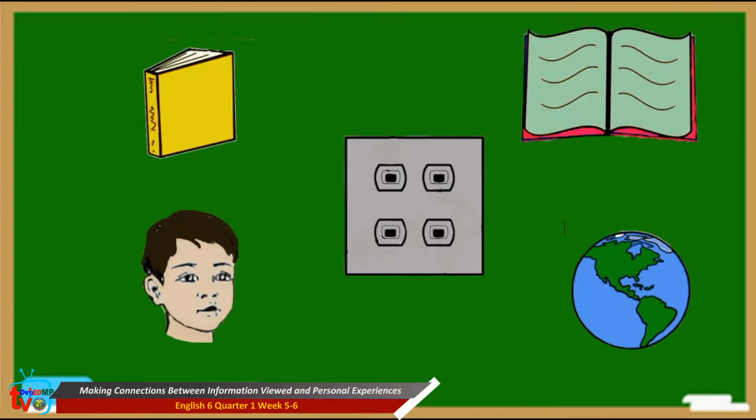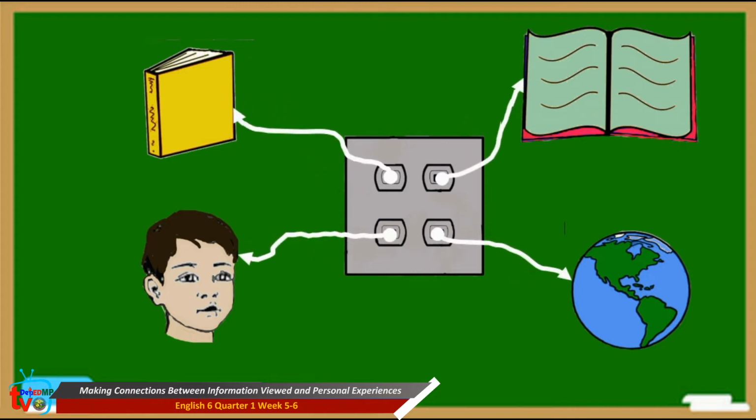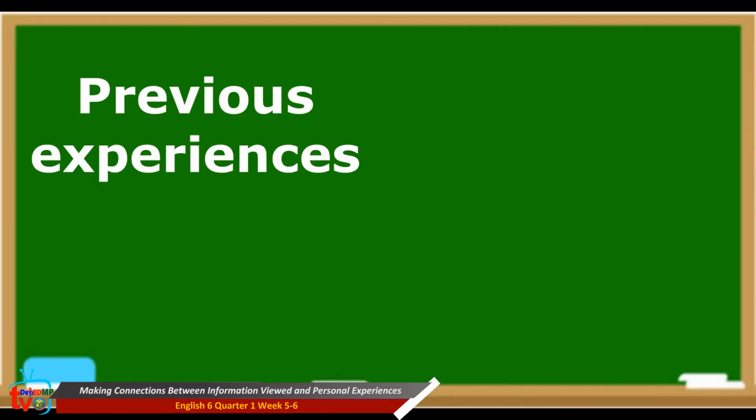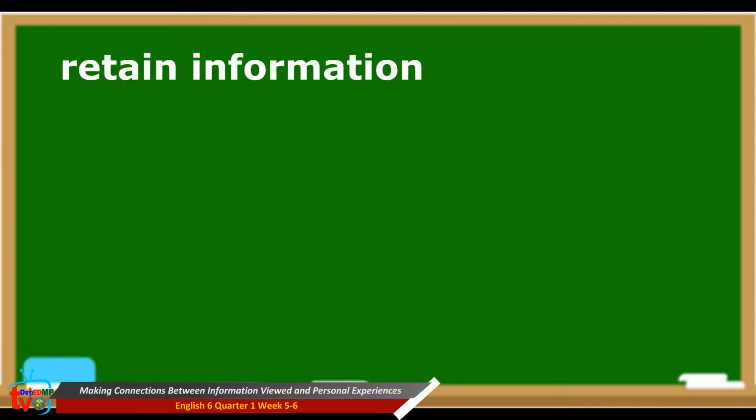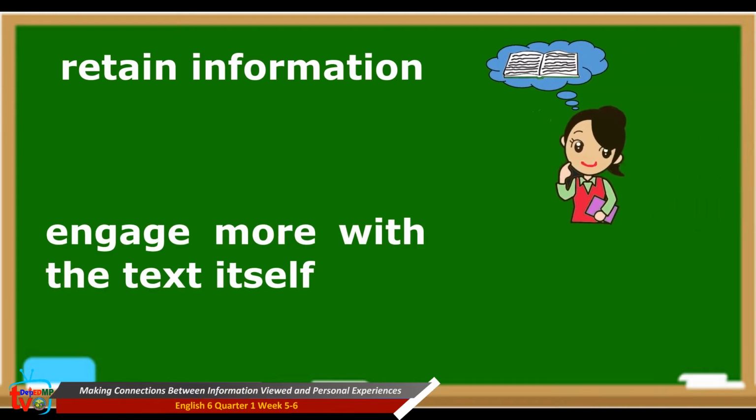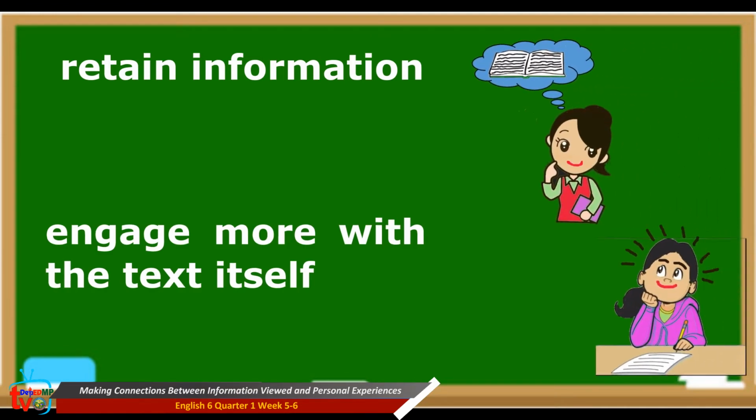So what is making connections? Making connections is linking what we read to what we already know. Our previous experiences will help us understand text and give meaning to what we read. It also helps us to retain the information better and engage more with the text itself.